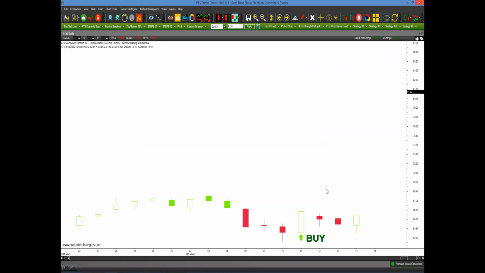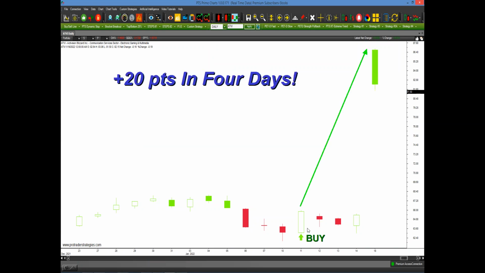As you look at ATVI, okay, Activision. Once again, we're kind of going sideways, right? This was coming into the middle of January, but right here, a buy signal was generated. Even though the other bars are red, it makes no difference. All we're concerned about is this bar. Remember, you can have an up bar that's outlined red or colored red, but since it's colored green, that's a high probability triple threat setup. You could have bought right there and made 20 points in 4 days, okay?